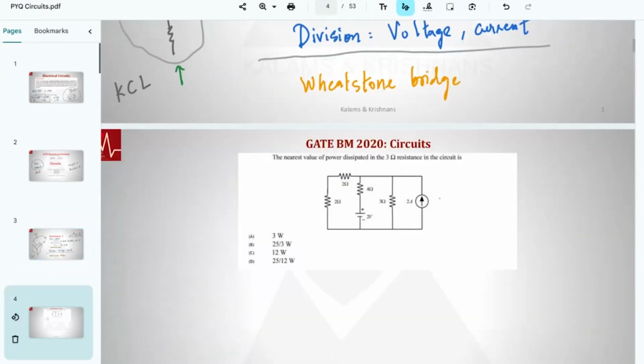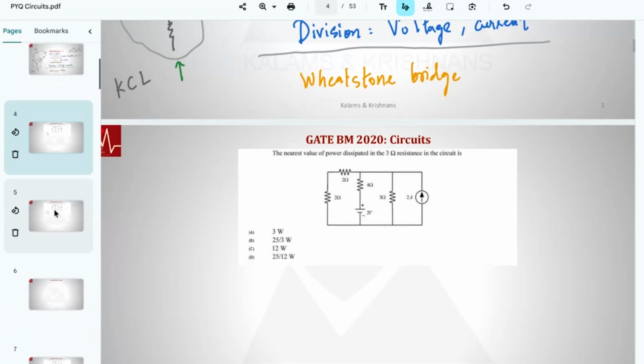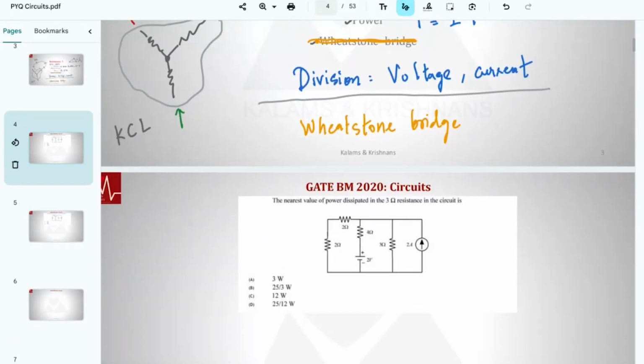Let's look at this question. GATE BM 2020: the nearest value of power dissipated in the 3 ohm resistance in the circuit. We'll go ahead and answer this. Before you answer that, can you all tell me your approach to solve this? You could answer that in the chat. What is your approach to solve this question?